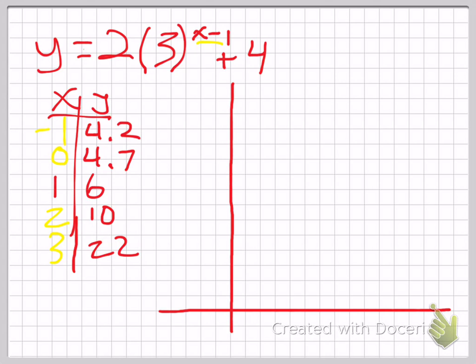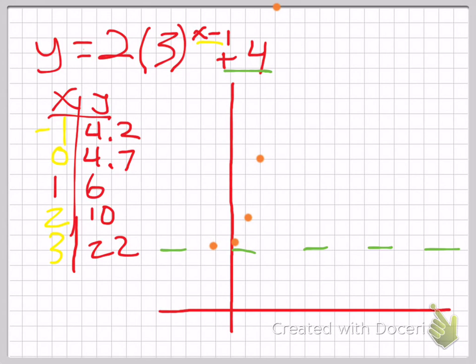Once you have your values here of negative 1, 4.2, 0, 4.7, 1, 6, 2, 10, and 3, 22, you're going to start graphing those points. So first you have to graph your asymptote, which is going to be this number here, plus 4. We're going to put a dashed line here at plus 4, which means that none of your values will be able to go below that point.